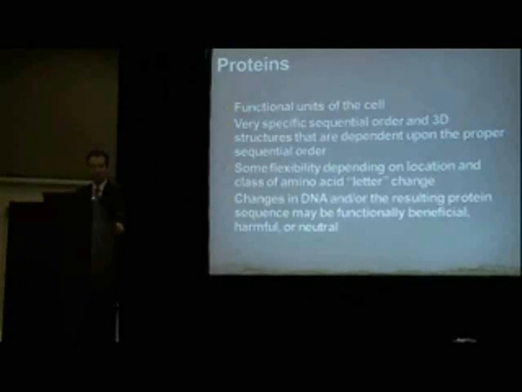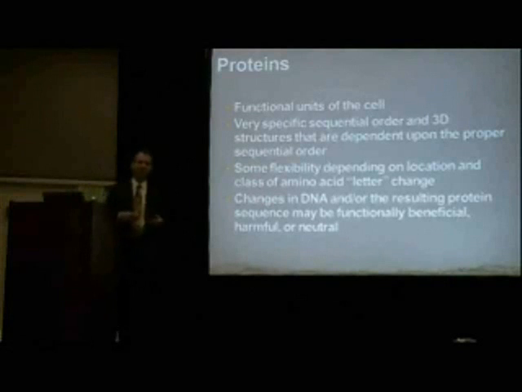Proteins are the functional units of the cell. Their very specific sequential orders and three-dimensional structures depend upon the proper sequential order of the DNA upon which they're based. Some flexibility is there, depending on the location and class of amino acid. Letters can change in a protein sequence without the protein-based system losing complete functionality. So there's a little bit of flexibility.